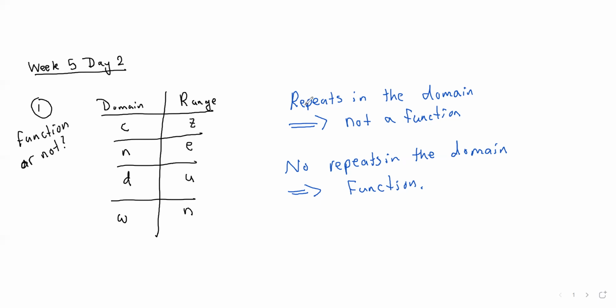So let's see, can we find any repeats in the domain? Well, you can see the letter C appears once, the letter N appears once, and so do D and W. Each letter in the domain appears once. So what we have is this situation where there are no repeats in the domain. Therefore, this relation here is a function. So our answer is function.